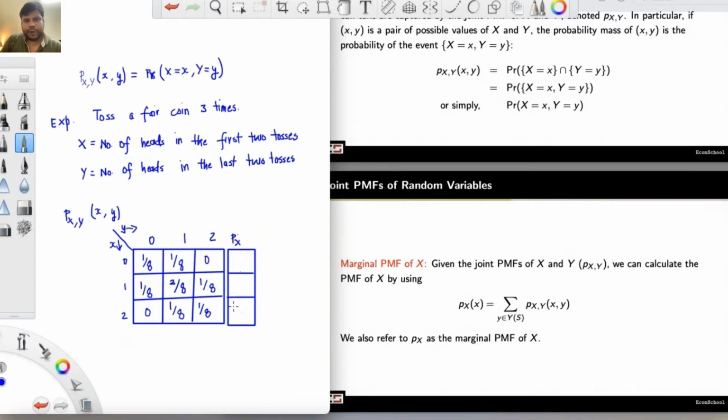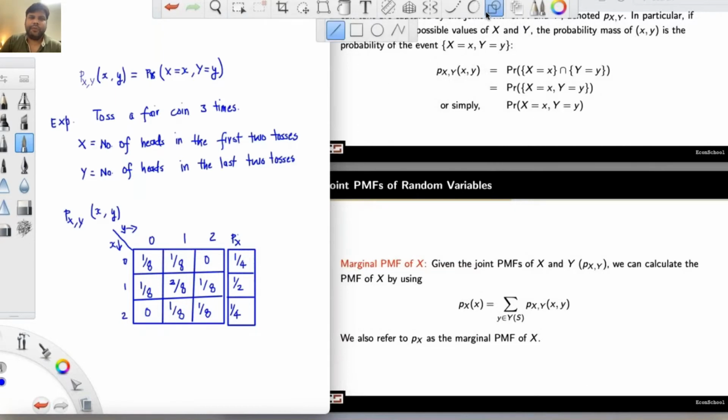I'm just going to put the marginal of X here. How do you get the probability that X is 0? It is 1 by 8 plus 1 by 8 plus 0, which is 1 by 4. Probability that X is 1: when is X 1? X is 1 in these three possibilities, and if you add them up, you get half. Similarly, the probability that X is 2 is 1 by 4, if you add these things.